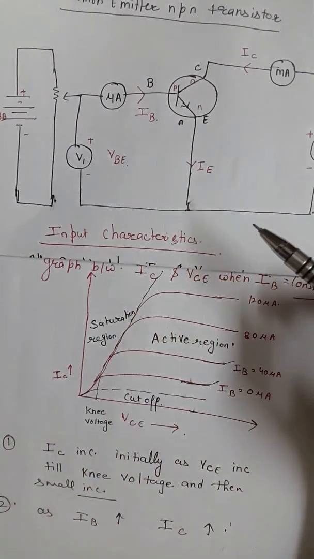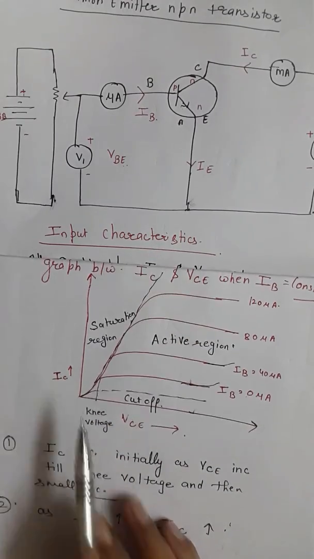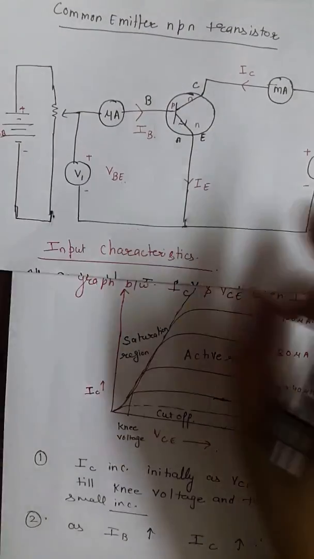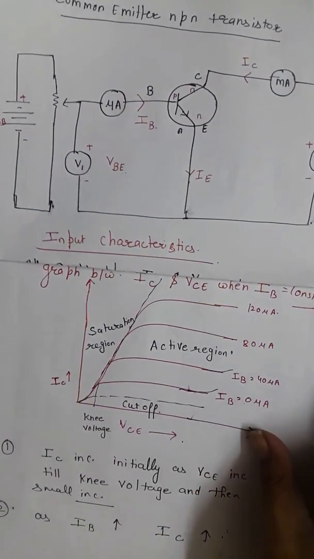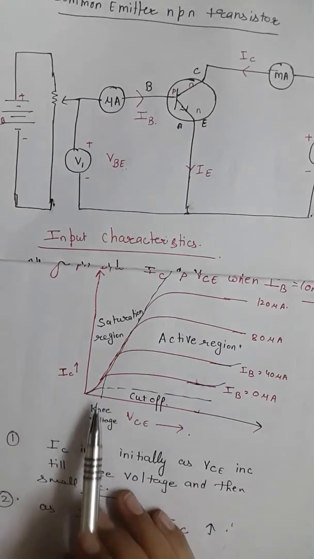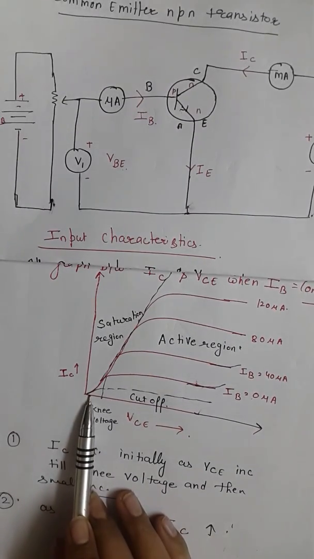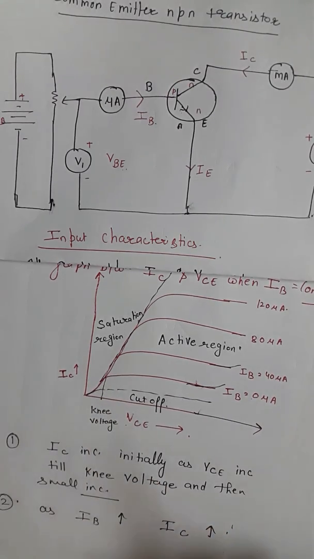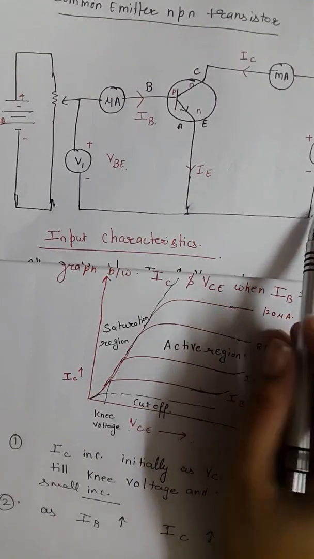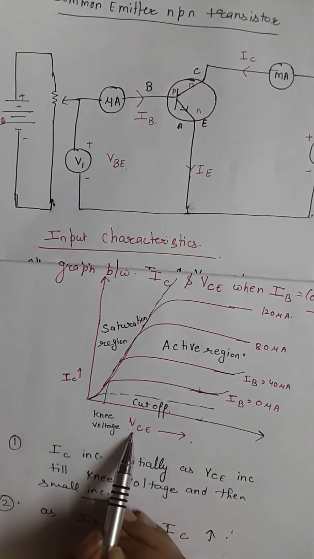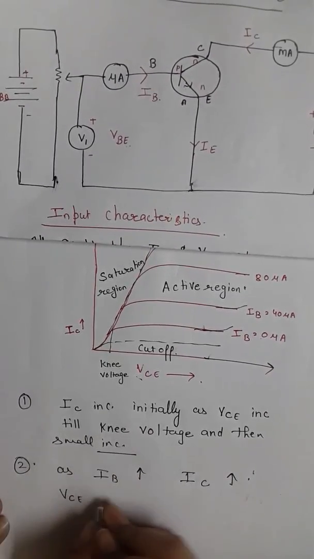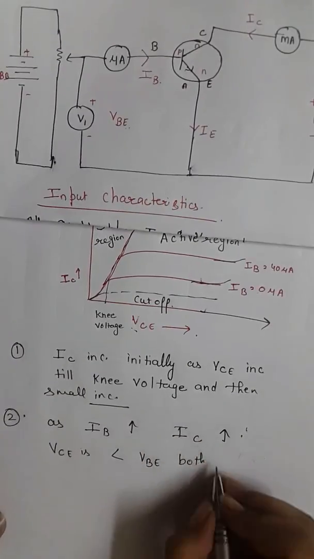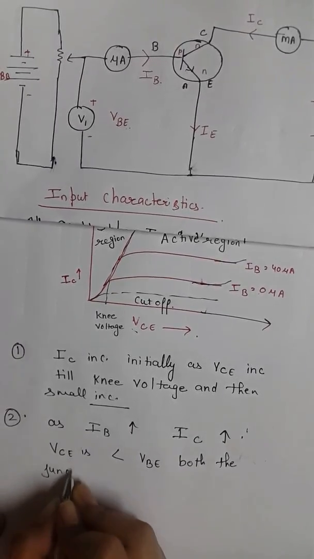Now, as you can see from here, initially when your VCE is very small, this junction is not reverse biased. So your VCE is very small. Both the junctions are forward biased. As your VCE reaches the knee value, your value of VCE will become greater than your VBE. Then one junction will become reverse biased, the other will become forward biased. By the time your VCE is small, VCE is less than VBE, both the junctions are forward biased.